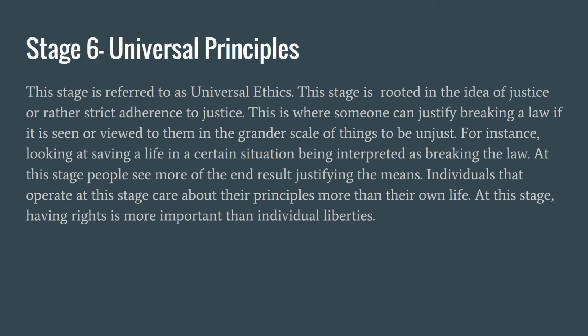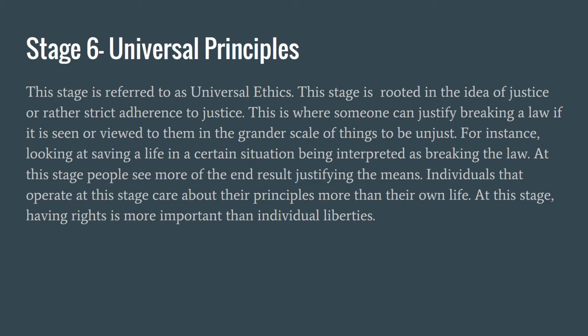Stage 6. This stage is referred to as universal ethics. This stage is rooted in the idea of justice, or rather strict adherence to justice. This is where someone can justify breaking a law if it is seen or viewed to them in the grander scale of things to be unjust. For instance, looking at saving a life in a certain situation being interpreted as breaking the law. At this stage, people see more of the end result justifying the means.